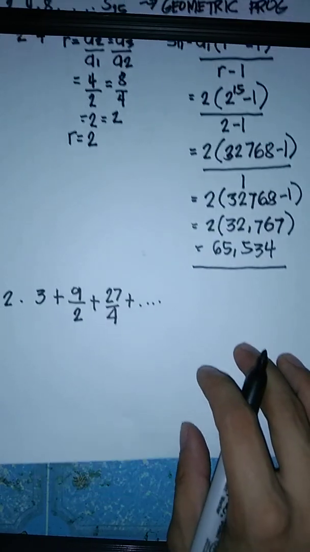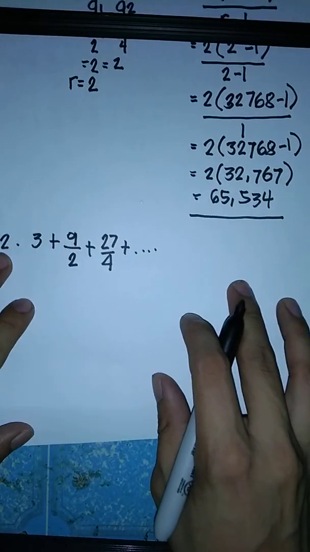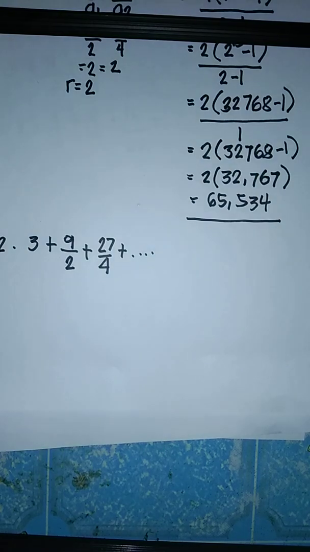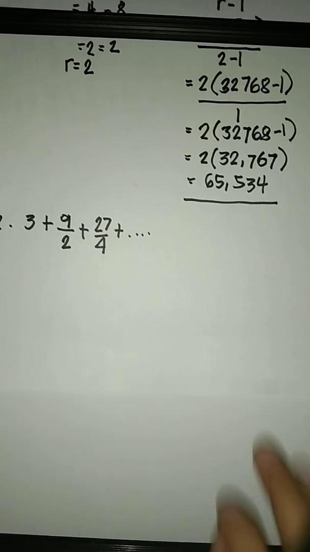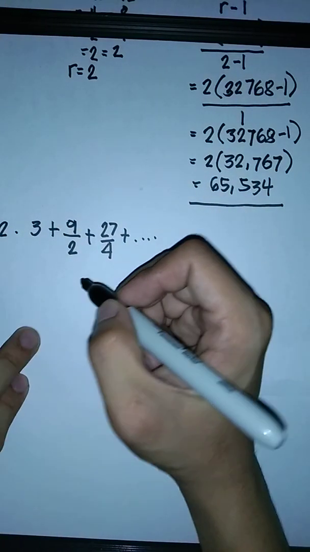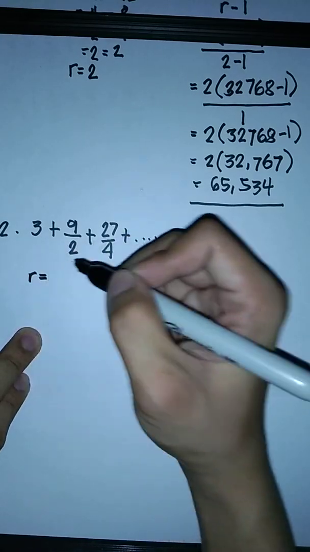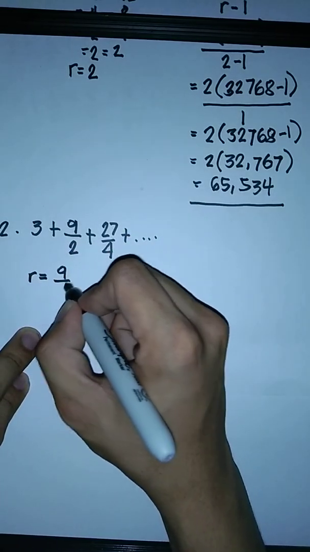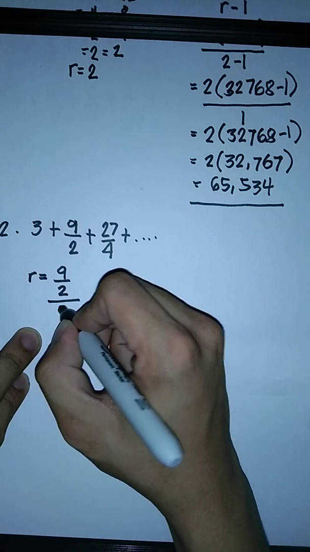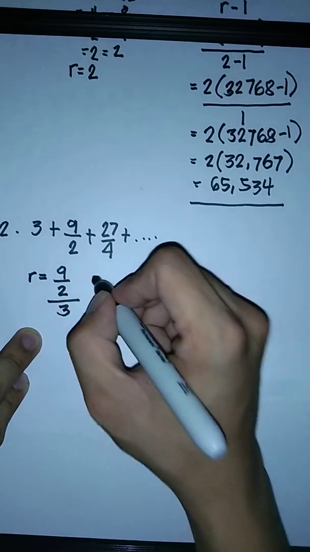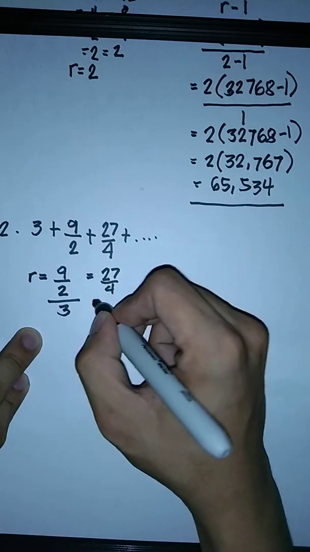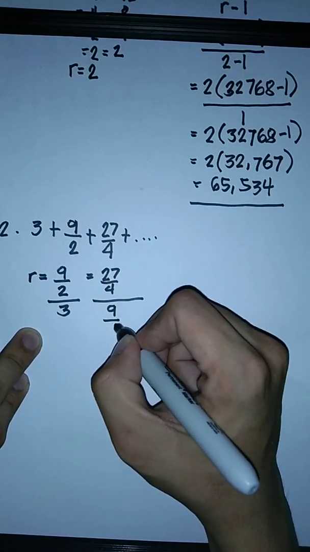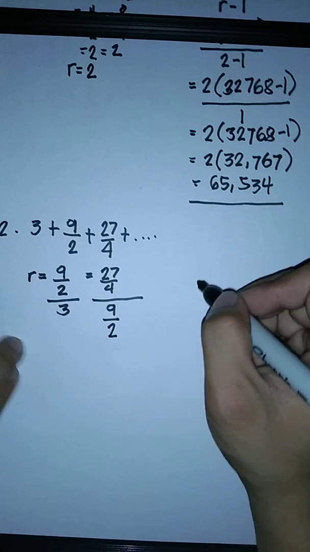So, pagdating sa infinite terms, ang gagawin muna natin, hahanapin muna natin yung kanyang, always, is yung kanyang common ratio. So, sa common ratio niya, so our r is equal to 9 over 2 over 3. And that should be equal sa 27 over 4 all over 9 over 2. Okay.